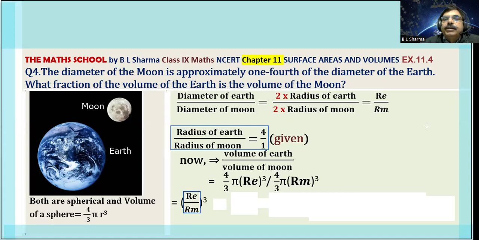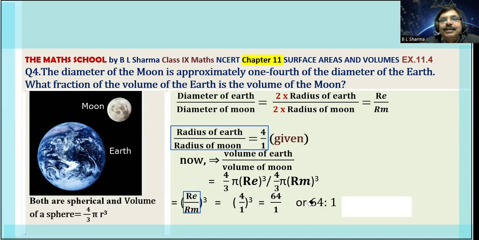So on further simplification, we can write 4/1 whole power 3. 4 into 4 into 4, that is 64:1. So what is the ratio? The ratio is 64:1, and this is the answer of this question. The volume of earth to the volume of the moon is 64:1. That's all for this question.